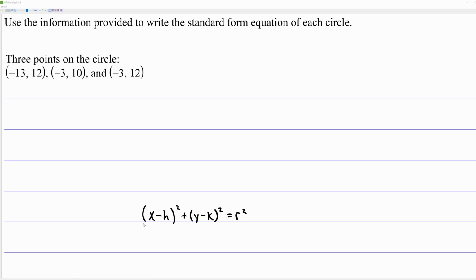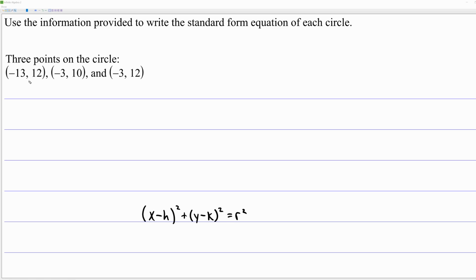Now the problem here is that these points are not special in any way. They're not endpoints of a diameter, so there's no way to get the radius. At least there's no obvious way to get the radius. So we're not really going to think about this geometrically. Rather, we're going to think about this algebraically. Let's just pick one of these points. We have negative 13, 12.